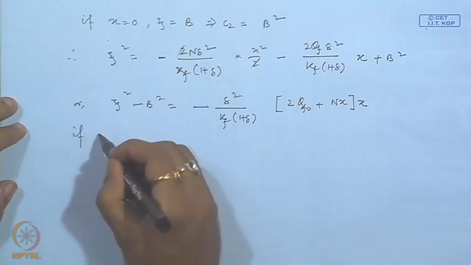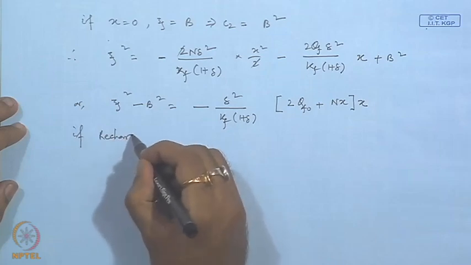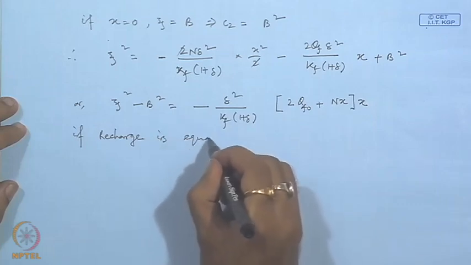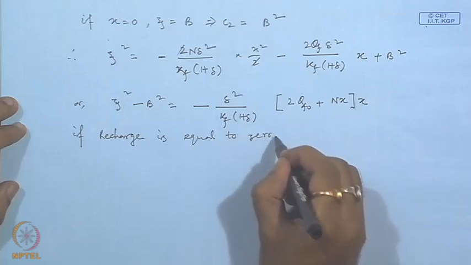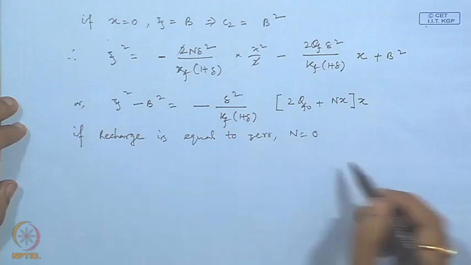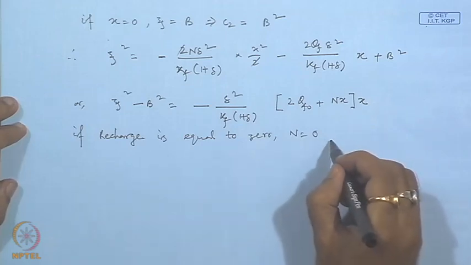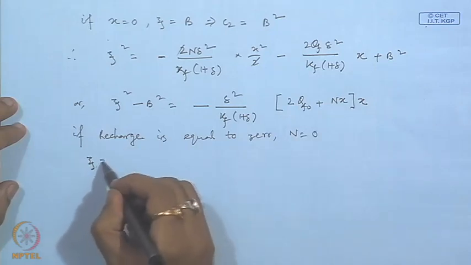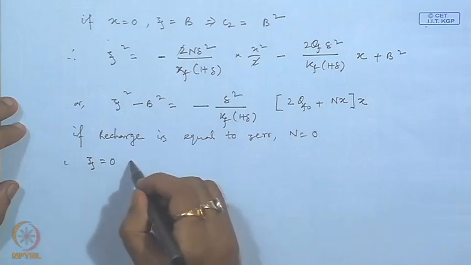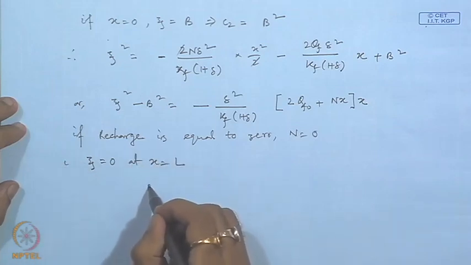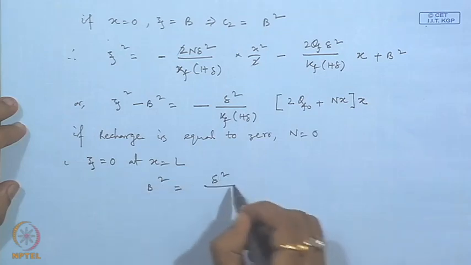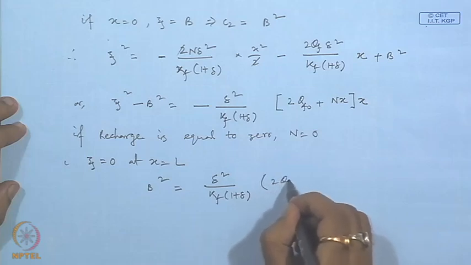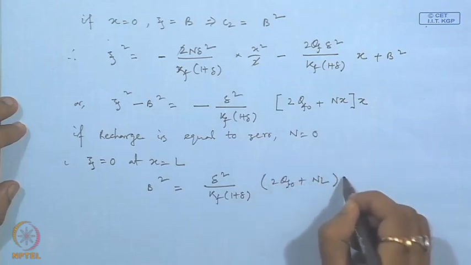If we have recharge equal to 0, then n equals to 0, we can get a simplified relationship with n equals to 0. And if we have xi equals to 0 at x equals to L, we can get b square equals to delta square by kf (1 plus delta) into (2 qf naught plus n L) into L.